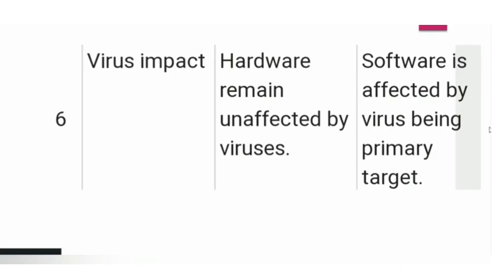Now what about software? Software is affected by a virus as a primary target. Now let me tell you what a primary target is. Primary target means the first one that comes in the way, right? The first target which comes on the way.